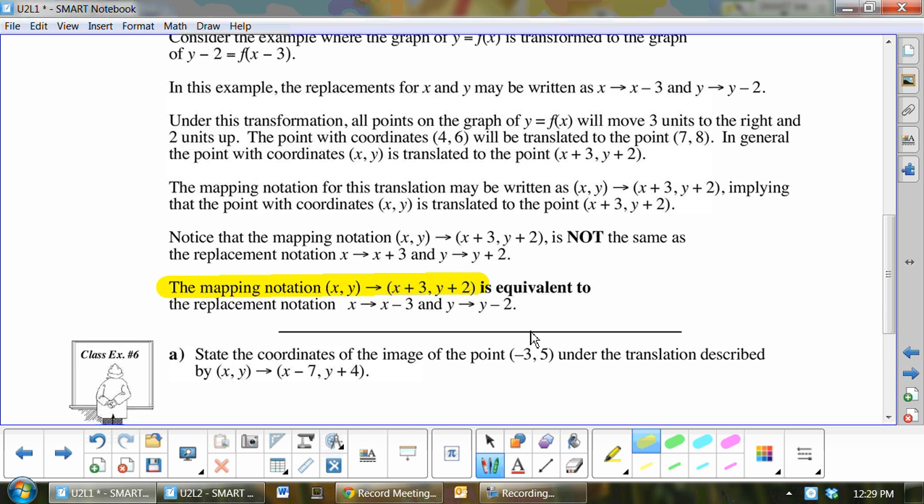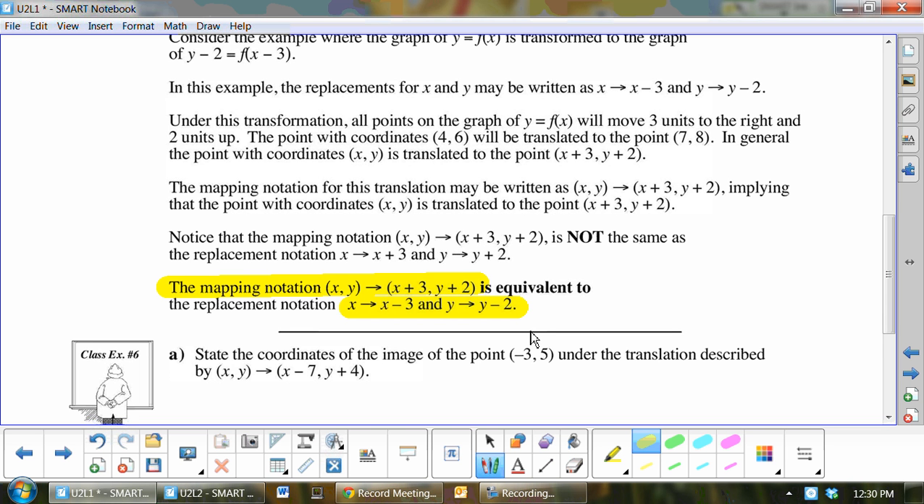Now, do you know that when you take all your x's and add 3, it actually moves it 3 right. And if you take all your y's and add 2, it actually goes up 2. But if you were making an equation and you wanted to do the same thing, you would have to do the exact opposite. If you want that thing to go right, you actually have to take x and replace it with x minus 3. So mapping notation is taking the points and adding 3, where the replacement notation actually takes the formula and makes it do that move.